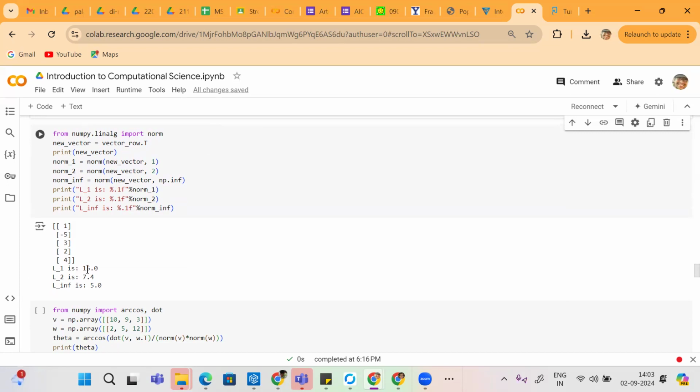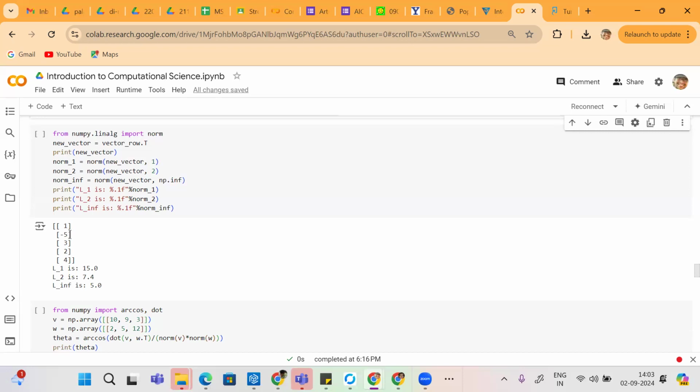L1 norm, you can see what is the definition of L1 norm. L2 norm, what is the definition? But L infinity norm you can easily see. L infinity norm is just the maximum of the magnitude of the vector elements. So what's the maximum in these elements? If you take the magnitude of minus 5, that is 5. Okay, that is the absolute value, max of the absolute value of the elements.